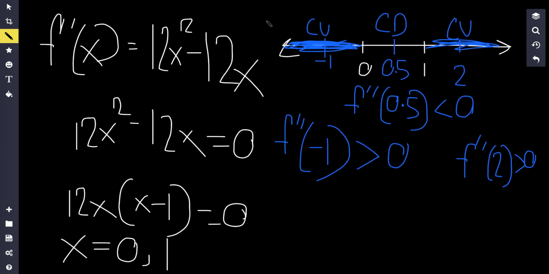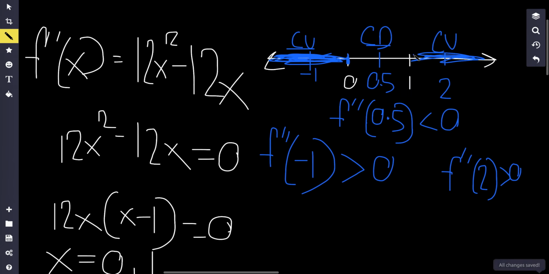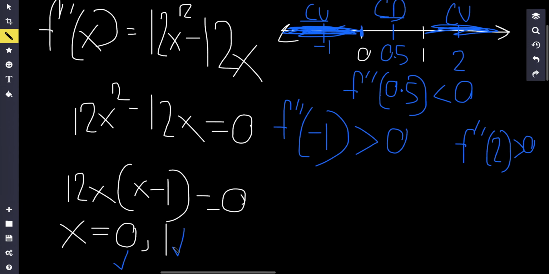Okay, so what are our potential inflection points? Remember, inflection points occur when our concavity is changing. Notice how at x is equal to 0, the function changes from concave up to concave down. That's a concavity change, so at x is equal to 0, there is an inflection point. What about x is equal to 1? Notice how at x is equal to 1, we change from concave down to concave up. So at x is equal to 1, that's also an inflection point. So boom, that's number 1.